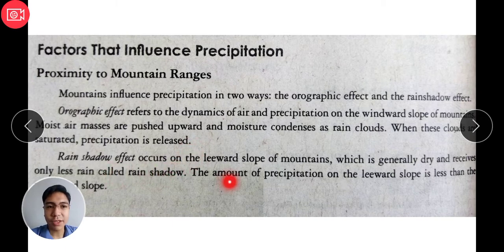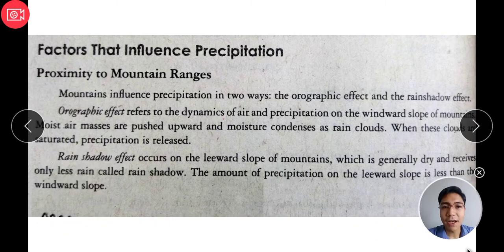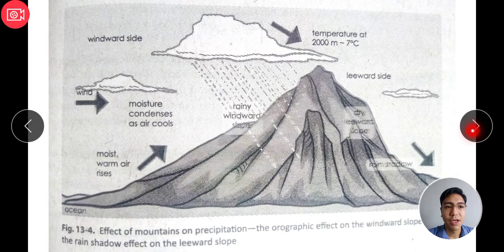Yung rain shadow effect naman, nangyayari sa leeward slope ng mountain, which is generally dry. Okay, less rain, konti lang yung ulan. That's why yung tawag sa kanya, rain shadow. So, the amount of precipitation on the leeward side is less than the windward slope.